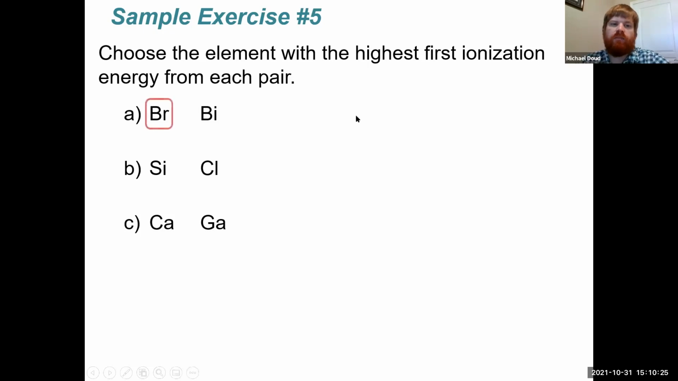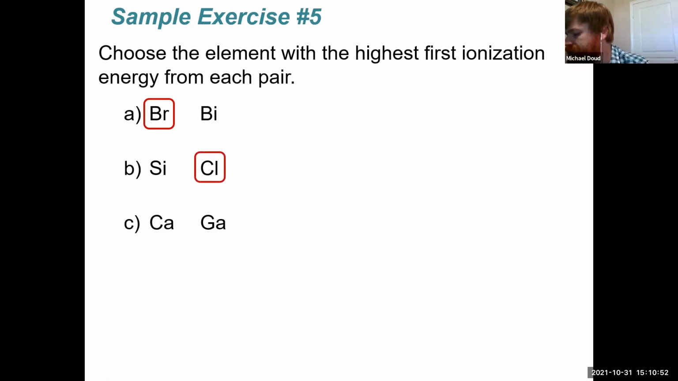Okay, so first up, for bromine versus bismuth, bromine is to the right of bismuth, and it's also above bismuth, meaning that it's going to have a higher ionization energy with both trends. So we know that bromine has the higher first ionization energy. Silicon versus chlorine, those are both in the same period. Chlorine being to the right of silicon means that chlorine is going to have a higher ionization energy. So we pick chlorine for that one.